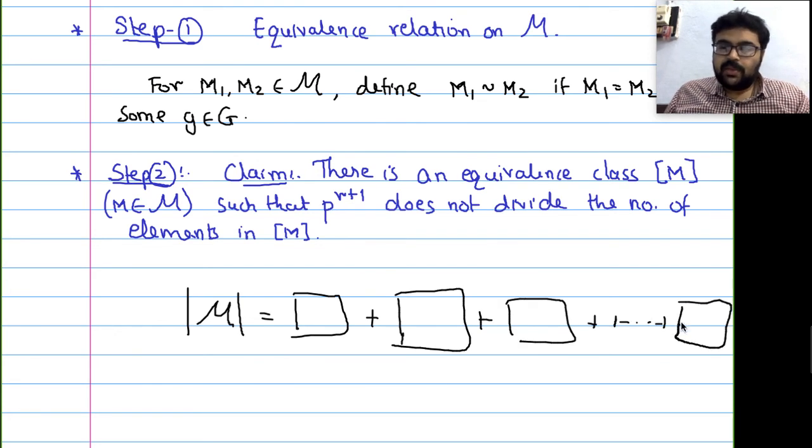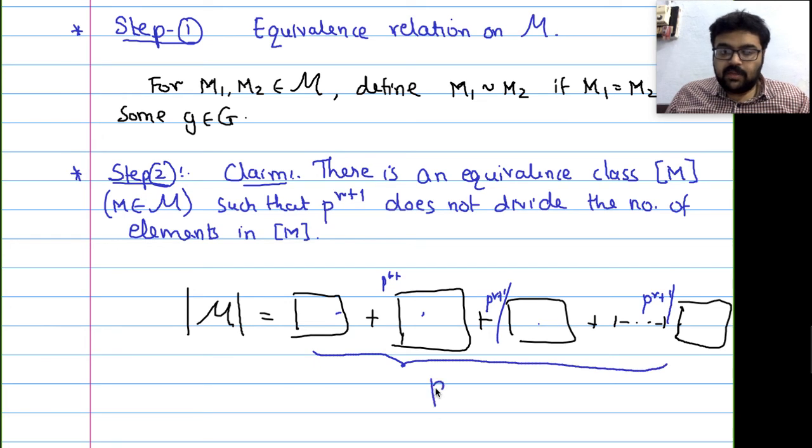So because the group is finite, M is finite, there are finitely many such equivalence classes. Now what happens if p power r plus 1 divides each and every term? Then p power r plus 1 divides their sum, which is nothing but the cardinality of script M. That means p power r plus 1 divides the number of elements in M.